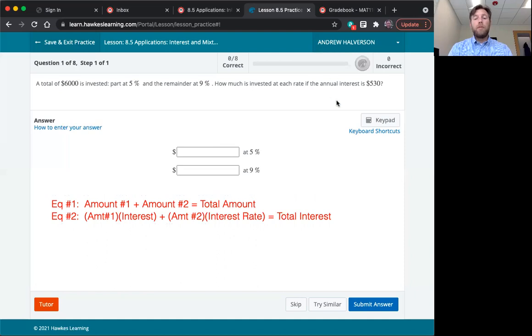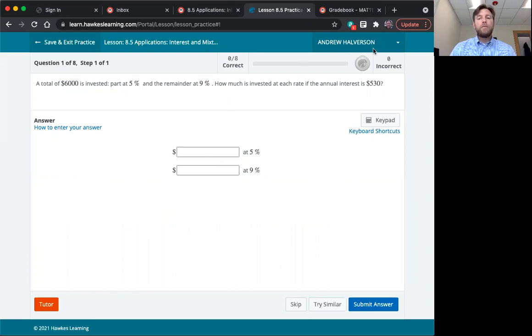So let's take a look at the problem now. We have a total of $6,000 being invested, part of it at 5% interest and the remainder at 9% interest. How much do we have to invest in each to achieve a total interest of $530? We don't have much in the way of information or numbers, but we have enough to get us what we need. So let's focus on the first equation here, the amount.